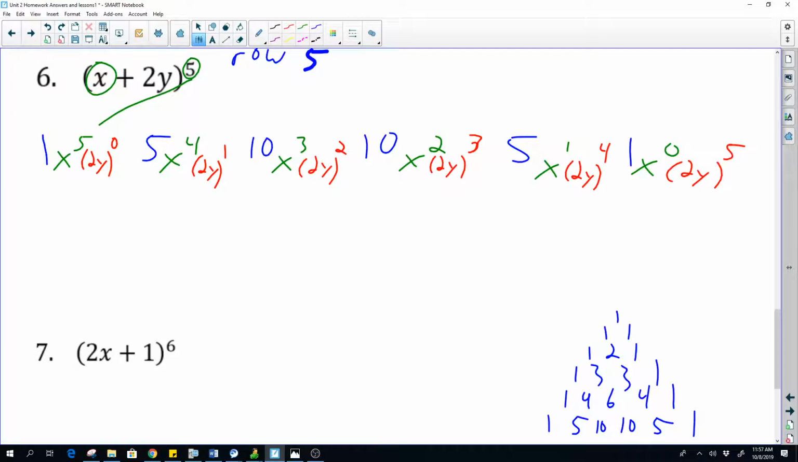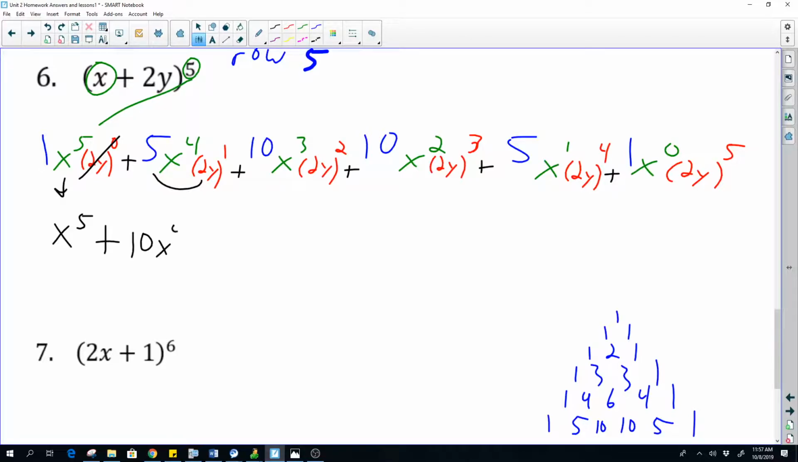Now we're just going to take each term. Luckily, they're all pluses. We're going to multiply each term out, make sure we did everything right, add them all together, and then we're done. So 2 to the 0 power is just 1, goes away. So we just bring down our x to the 5th power. Then we have 2y to the 1st power, which is just 2y, times 5, which is 10.